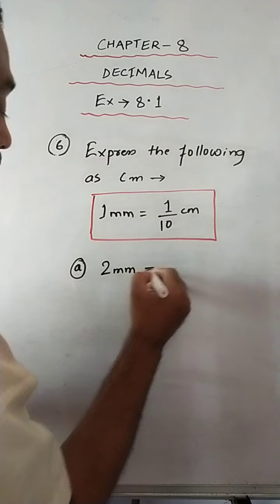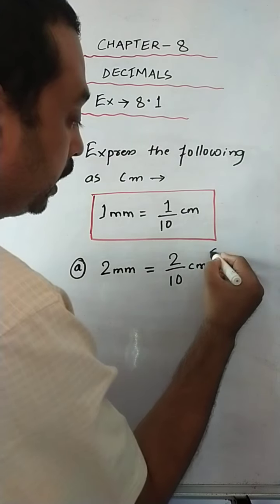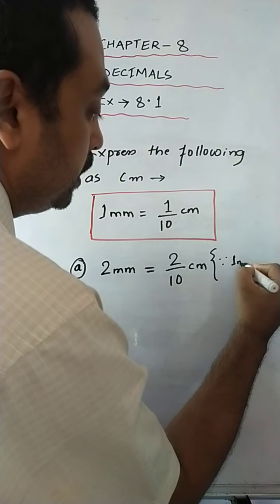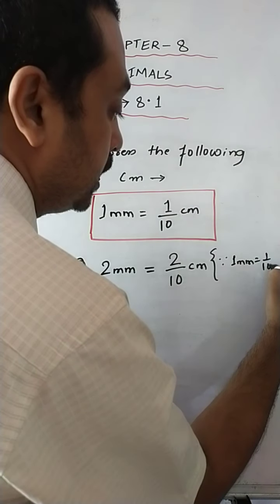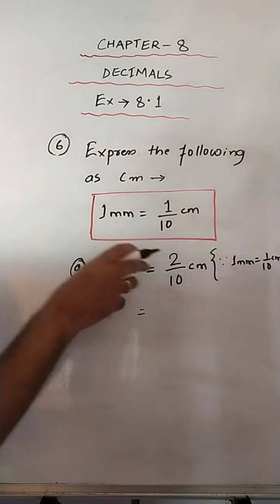So 2 millimeter can be written as what? 2 by 10 centimeter. And why? Since 1 millimeter is equal to 1 by 10 centimeter. So we can write this directly also. Now you have to convert it into the decimal form.